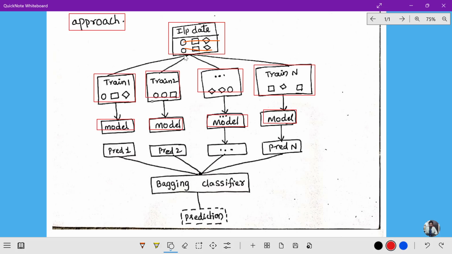First we have given some data, so the data is divided and we train. After completion of that, the data is taken by some model and it will predict the output. You observe, model 1 predicts the output as 1, model 2 predicts the output as 2, and so on. Finally, the bagging classifier will decide the prediction. So this is what we call the bagging concept.